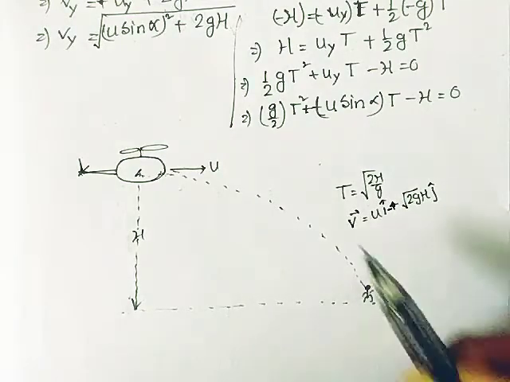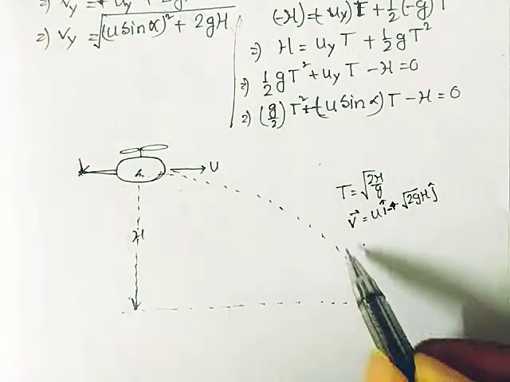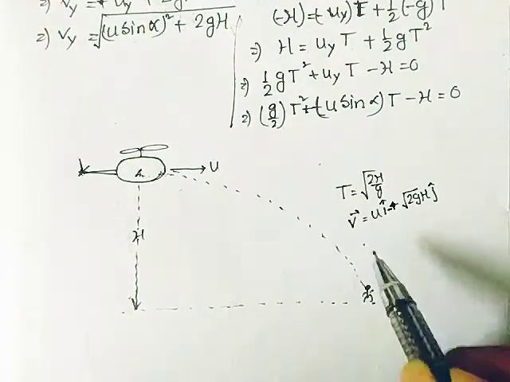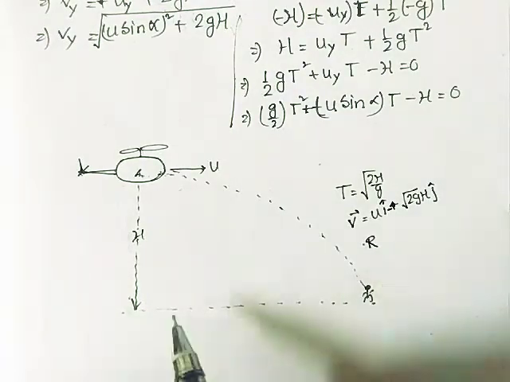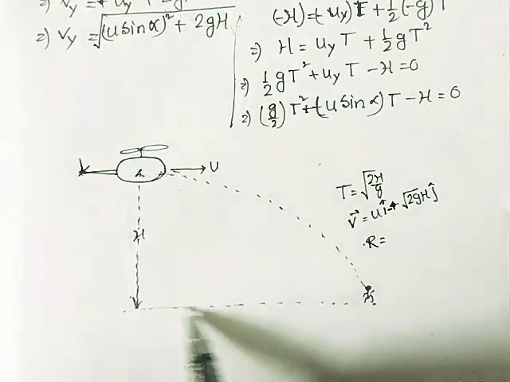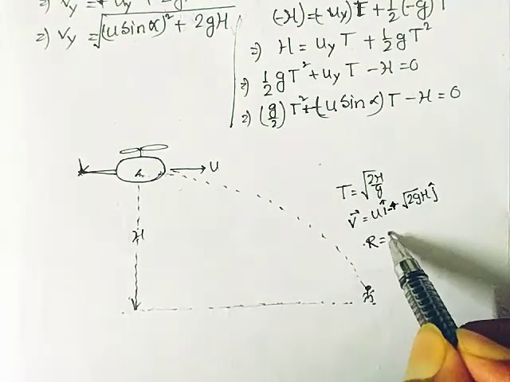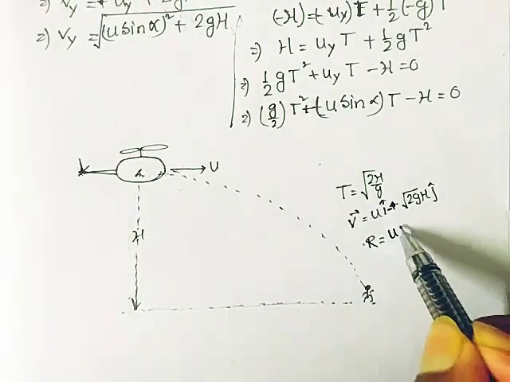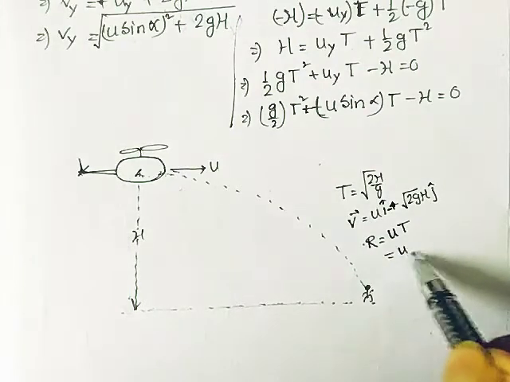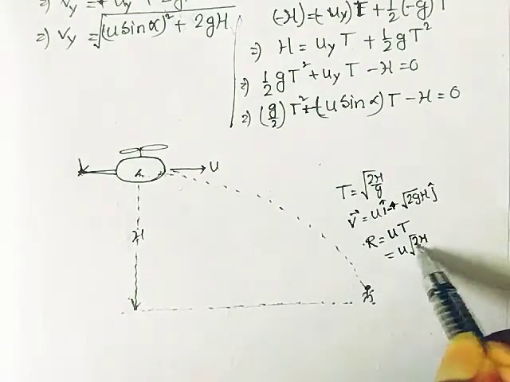So not only that, the velocity with which it reached is this, and the range, that is from here to here. If I want to see the range, it equals u into capital T, that is u into root over of 2h by g.